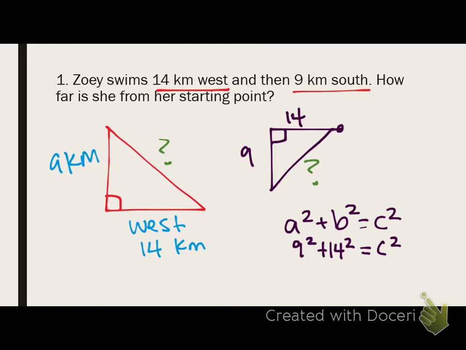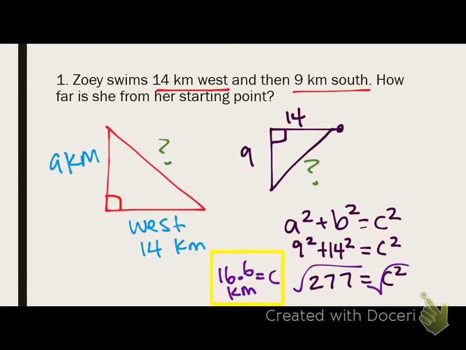What is 9 squared plus 14 squared? What is it? You're all talking very quietly. 277 equals c squared. Take the square root. So like I said, we're just going to do the tenth unless otherwise told. So what is that? 16.6, and we can say kilometers. Which is a lot. Don't ask me how much, but it's a lot.